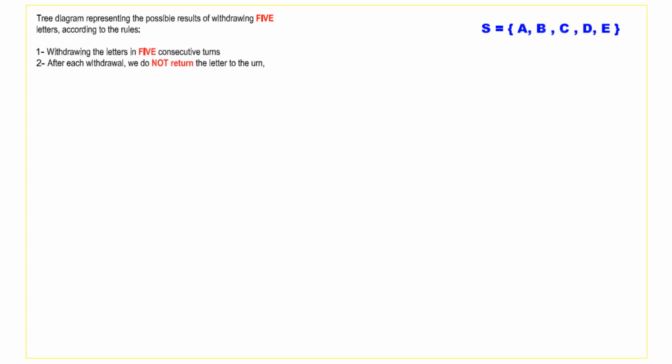The second rule, after each withdrawal, we do not return the letter to the urn. So here we have the case of no replacement. We do not want any letter to be repeated, we just want to change the order. And the third one, we write the withdrawn letter in order. After we finish all the possibilities, we write these letters in order. We have to respect the order here.